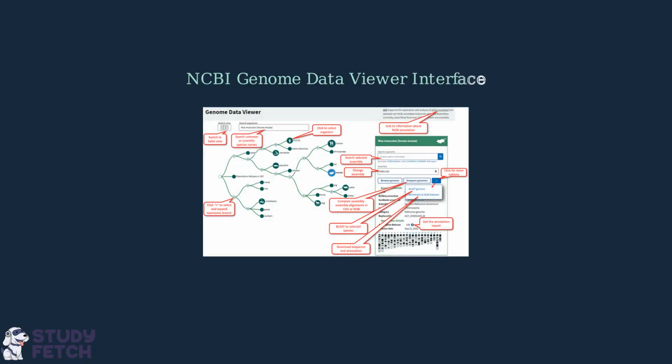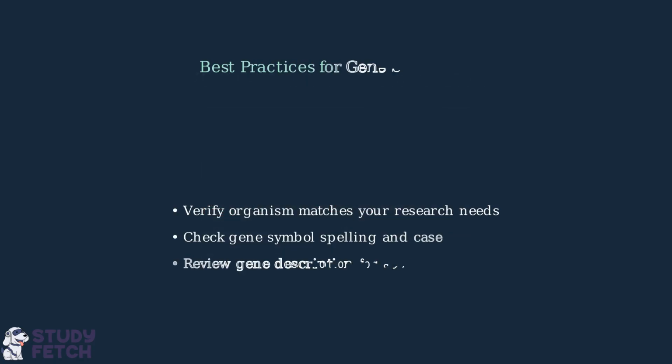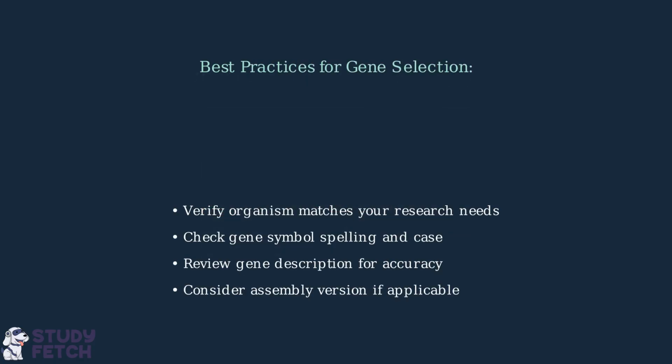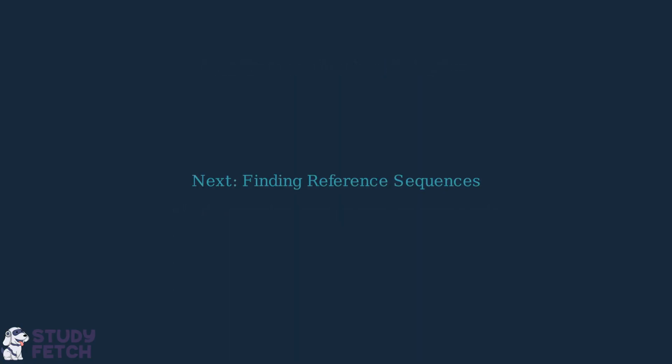Here's what a real gene selection interface looks like in NCBI's Genome Data Viewer. The interface provides detailed information about each organism and allows you to browse specific genomes. Remember these best practices when selecting your gene. Verify the organism, check the gene symbol, review the description, and consider the assembly version. Once you've selected the correct gene, you're ready to find the reference sequences.